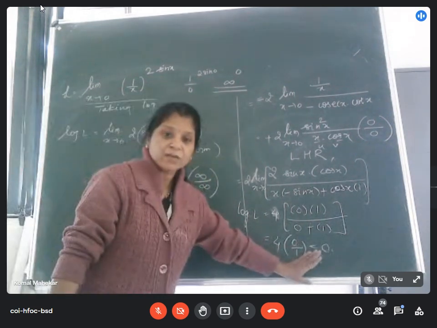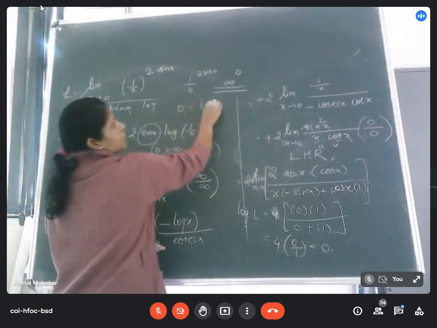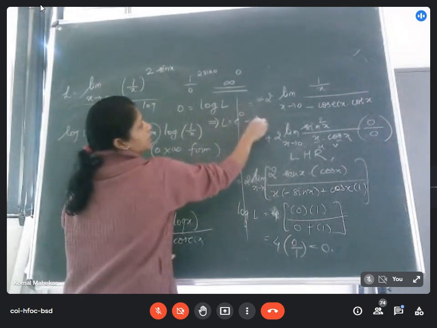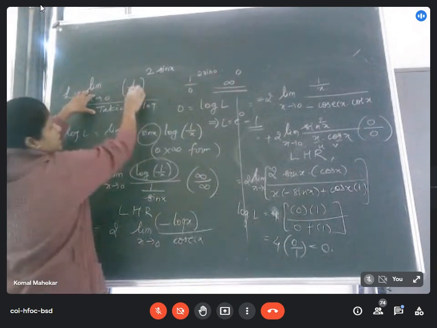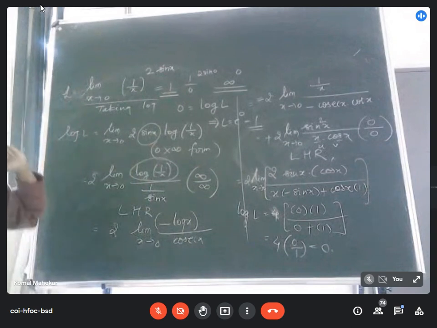Right hand side value is 0. So 0 is equal to log of L. So L will be e raised to 0, and that is equal to 1. So our question's limit is 1. Answer is 1. Final answer is 1.